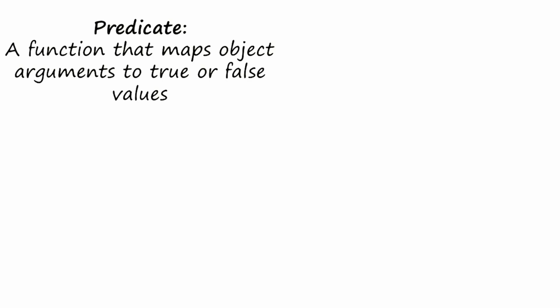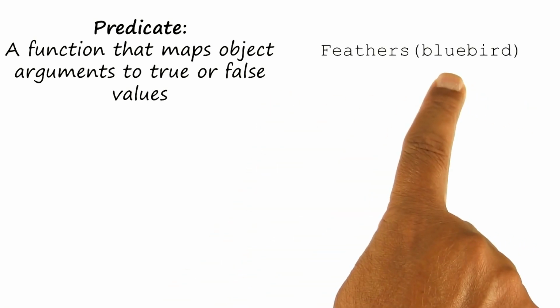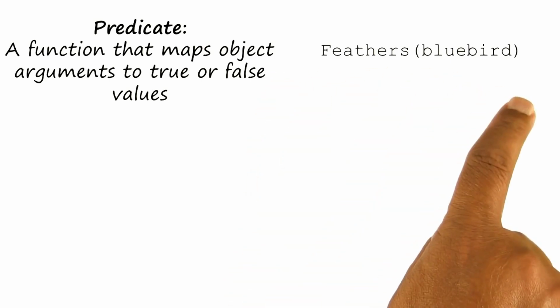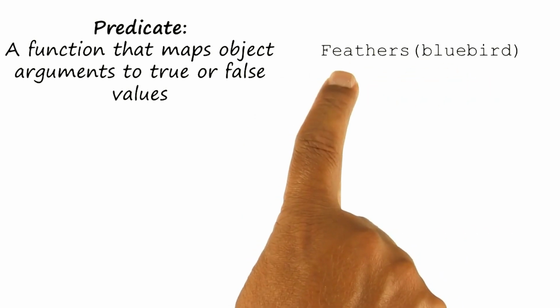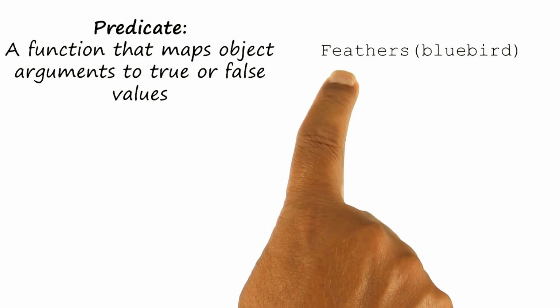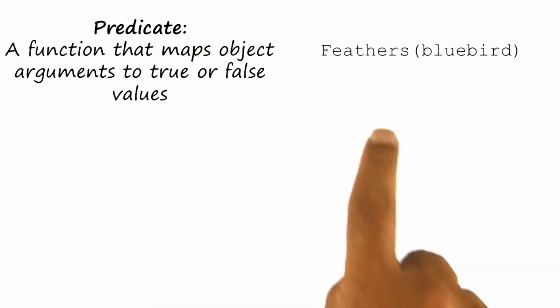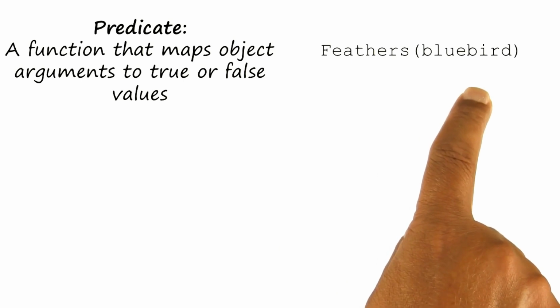So consider an object like a bird. This object may have various arguments, and we'll define something called a predicate, which is a function that maps object arguments to either true or false. So let us consider an example. Here bluebird is the object and feathers is the predicate on this object. Feathers is now a function that can map either into true or into false. Either bluebird has feathers or bluebird doesn't have feathers. In this particular case, feathers of bluebird would be true because bluebirds do have feathers.